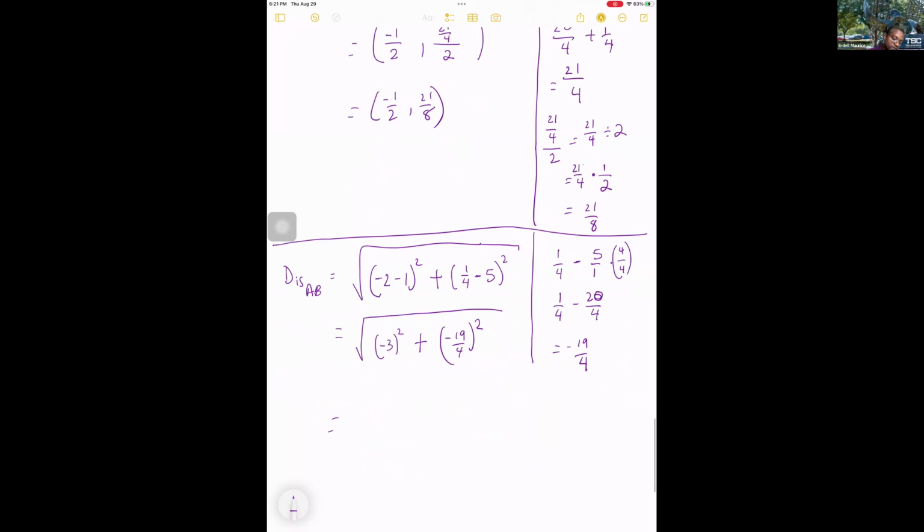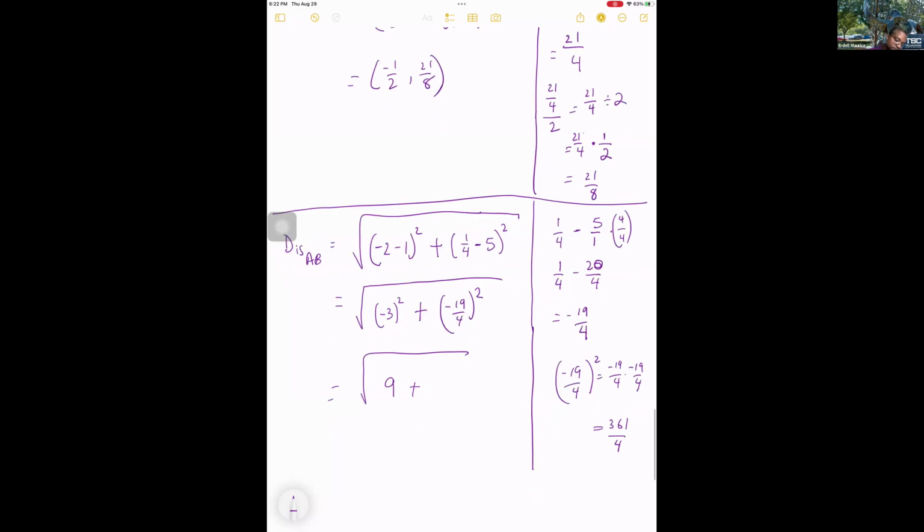That's going to be the square root of 9 plus negative 19 over 4 squared, which simply means negative 19 over 4 multiplied by negative 19 over 4. And that's going to be 361 over 16. Sheesh. 361 over 16. And now I just need to add those two fractions together, but I'm going to pause right here. Any questions? No.